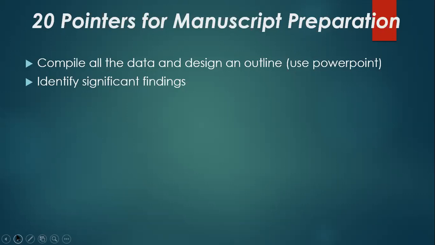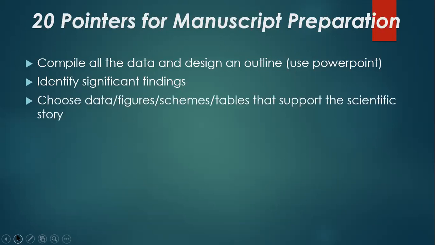You will have different observations from the entire data, but make sure to just point out a few significant findings, because remember, although you produce tons of data, not all data can be included in your scientific publications. So try to find out your significant findings from the data you have compiled. Then choose the data or the figures, schemes, tables, or anything that can support your scientific claims or scientific story. So definitely choose your data so that it can fit well into your scientific narration.